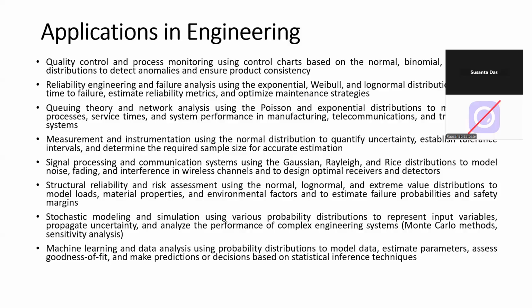It can be done by using Monte Carlo methods. What do Monte Carlo methods mean? Whenever you cannot conduct the experiment, you can imitate that experiment through Monte Carlo methods and sensitivity analysis. These are simulation methods. In machine learning and data analysis, probability distributions are used to model the data, estimate the parameters, assess the goodness of fit, and make predictions or decisions based on statistical inference techniques.